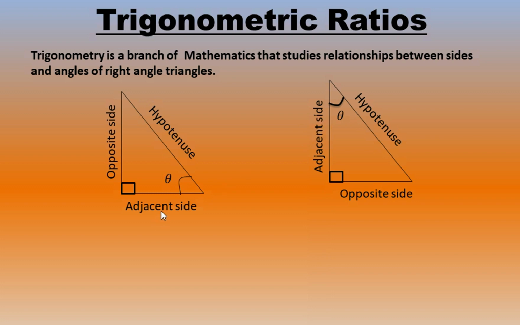Now check this part. In this angle theta case, this side is the adjacent side. That's why I marked it as the adjacent side. But in this other angle theta case, this side is the opposite side. That means the opposite side and adjacent side depend upon theta. And in all cases, the side opposite to 90 degrees is hypotenuse. Okay.